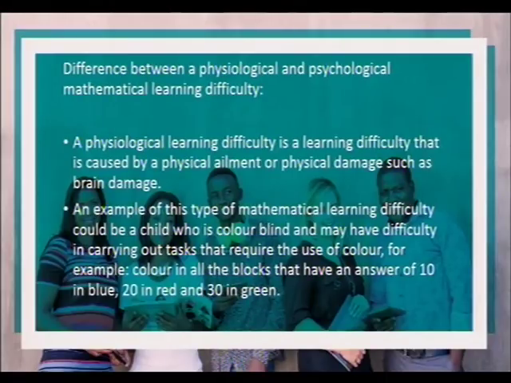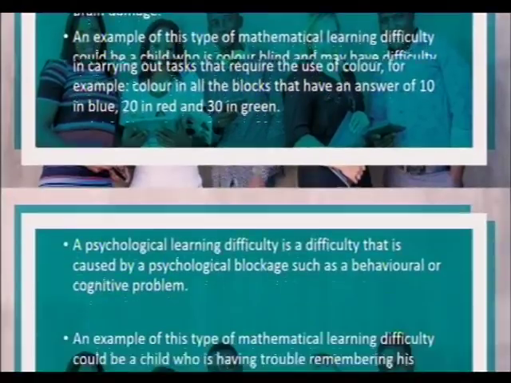An example of this type of mathematical learning difficulty could be a child who is colorblind. Colorblindness is a physical ailment and the child may have difficulty in carrying out tasks that require the use of color. For example, color in all the blocks that have an answer of 10 in blue. This child is colorblind. Blue for this child is black. The child only sees black. Any dark color is black. Any bright color is white. So because of this physical ailment that this child has, it leads to that learning difficulty because the child will end up getting answers wrong. And what is the cause? It's this colorblindness that the child has.